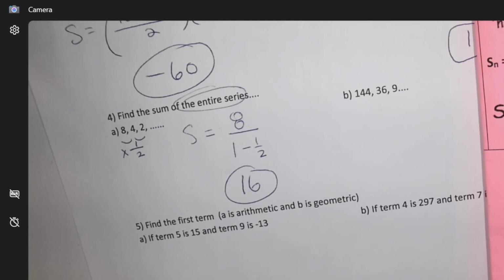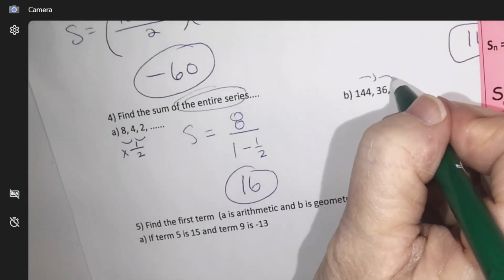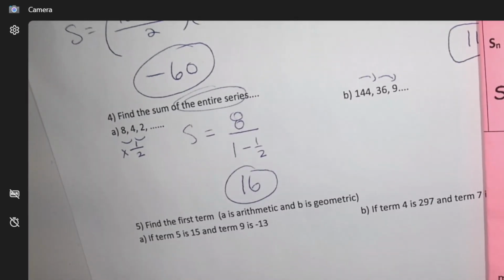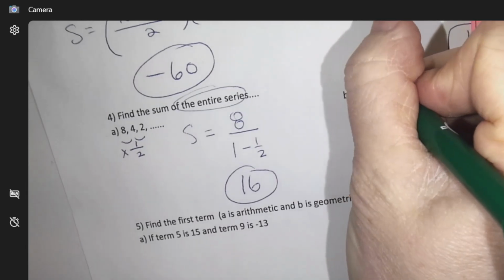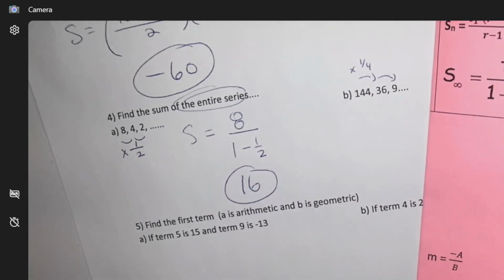Okay, and the second one there is the same idea. Just tell me what the r is going to be on that. And it's again going to be a fraction because you're getting smaller, smaller, smaller, smaller. So it looks like I'm doing a quarter on that one.